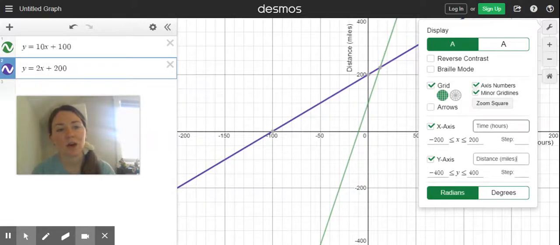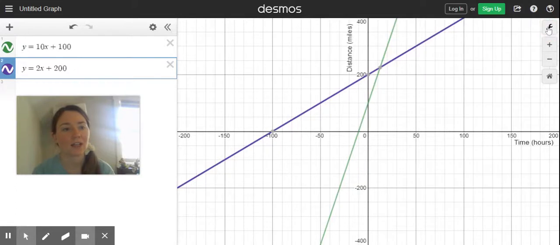Okay, so these are the boxes where you can add a label to each axis. And notice when I click that wrench, you can see that the x-axis was labeled time in hours, and the y-axis was labeled distance in miles. So now we have nice labels on our graph as well.